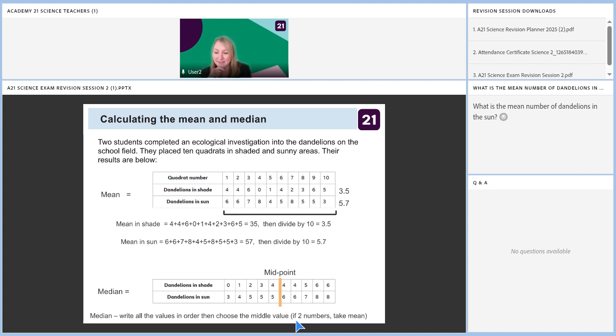So in the case of dandelions in the shade, there's just 4, because it's 4 and 4 either side of the midpoint. But for dandelions in the sun, we have 5 and 6. So the median value for dandelions in the sun is going to be 5.5.